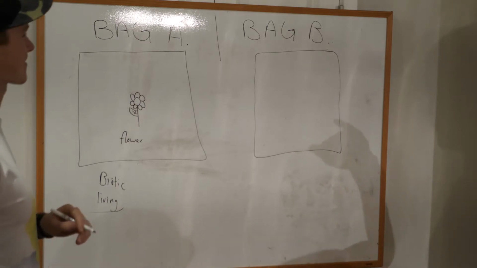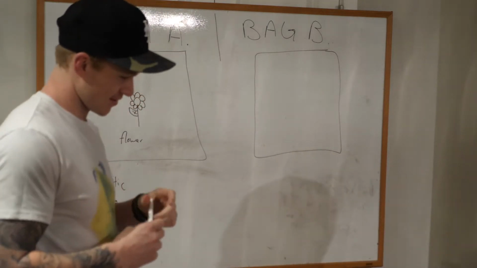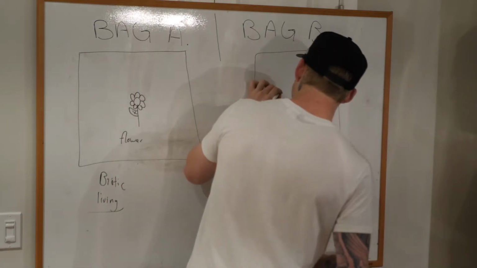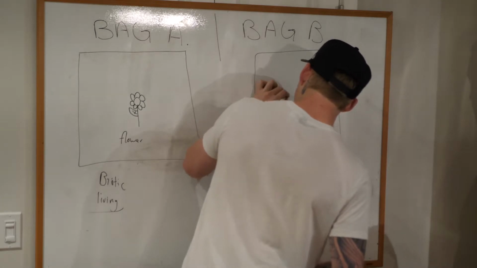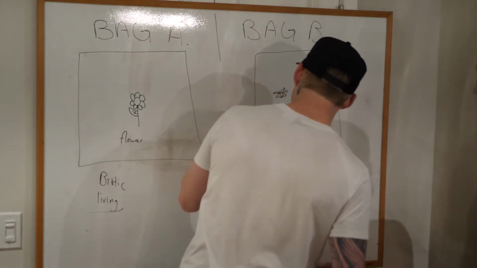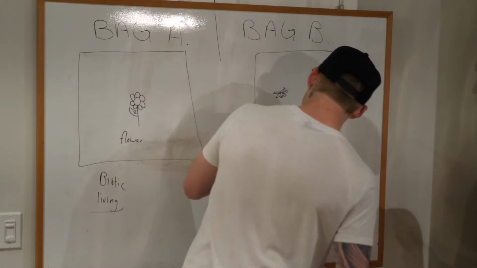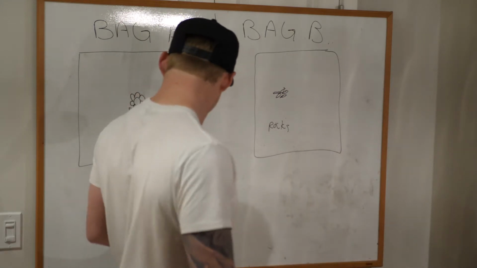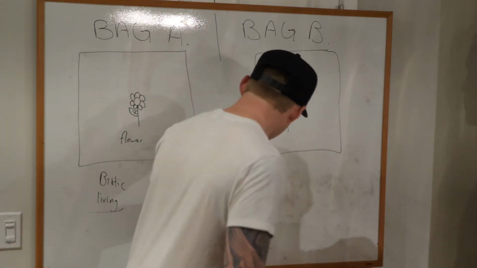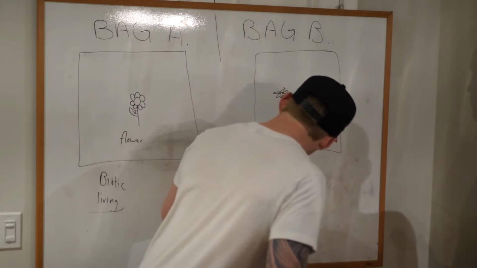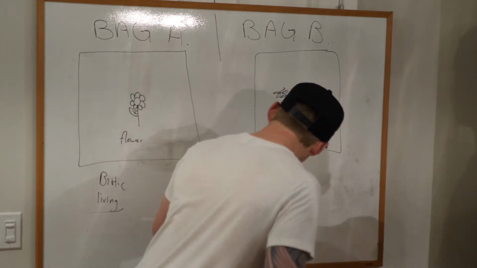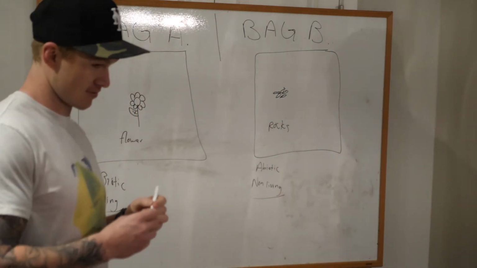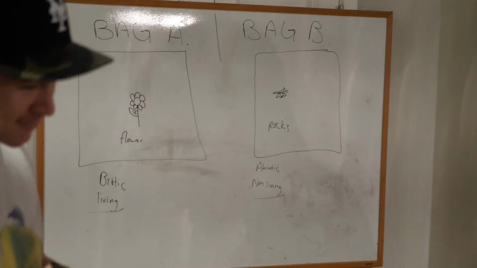Now bag B, draw what you think you felt in bag B. Okay. I don't know how to draw these, but we're just going to draw a bunch of little guys. Felt like little rocks. All right. Now, would rocks be considered biotic or abiotic? Non-living, so abiotic. Non-living. Very good.